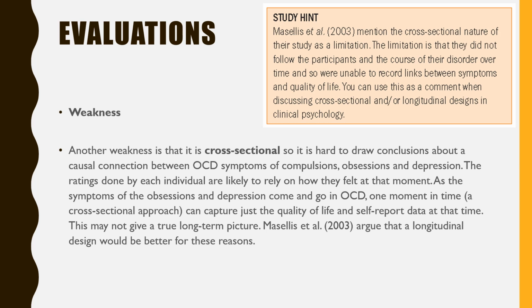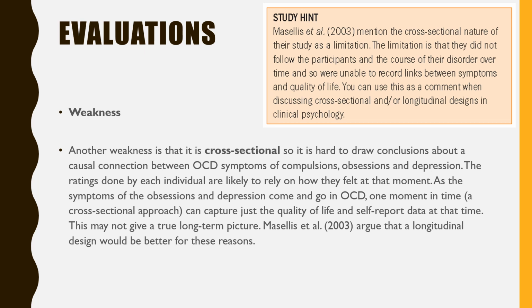Further weaknesses of Masellis' study relate to the cross-sectional nature of the method that they chose to investigate OCD and quality of life. Because it's cross-sectional, it looks at ratings done by each individual based on how they felt at that particular moment and that particular stage in life. So obviously, as you go through the developmental life stages, what you experience at 18 will be different to 30, will be different to 60, and therefore the impact of OCD on your quality of life could differ and change. It could get better or worse over a period of time.